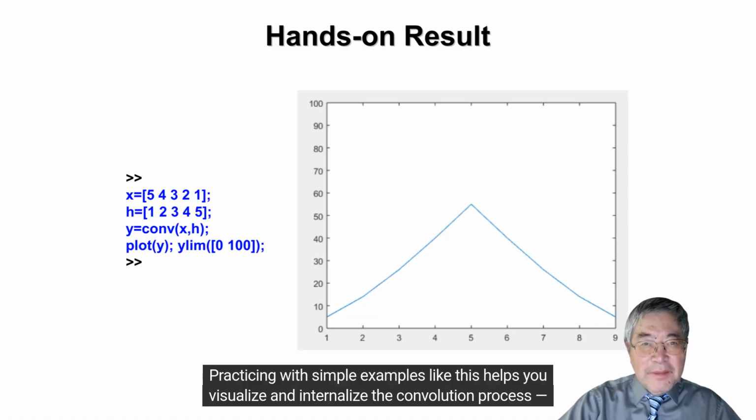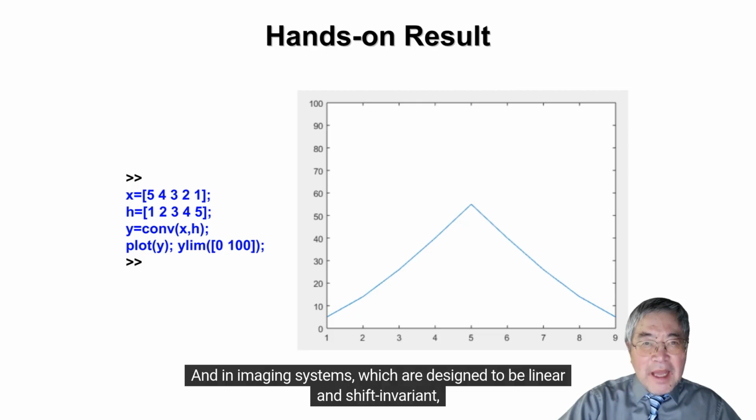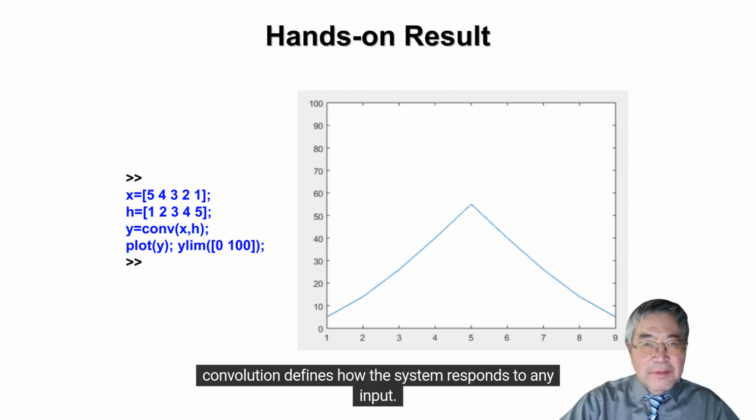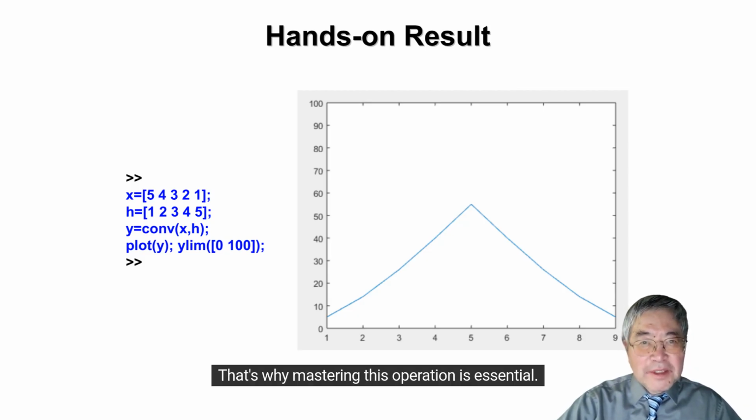Practicing with simple examples like this helps you visualize and internalize the convolution process: flipping, shifting, multiplying, and adding. And in imaging systems, which are designed to be linear and shift invariant, convolution defines how the system responds to any input. That's why mastering this operation is essential.